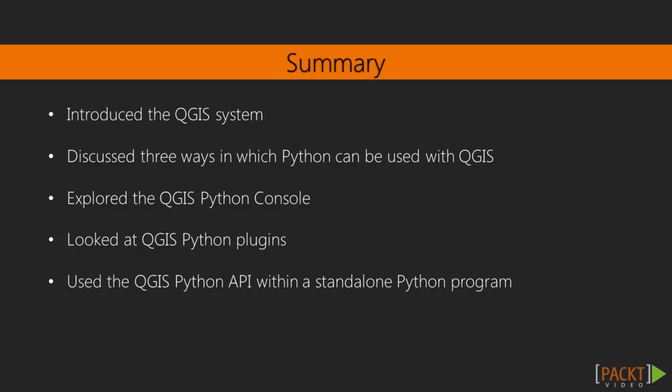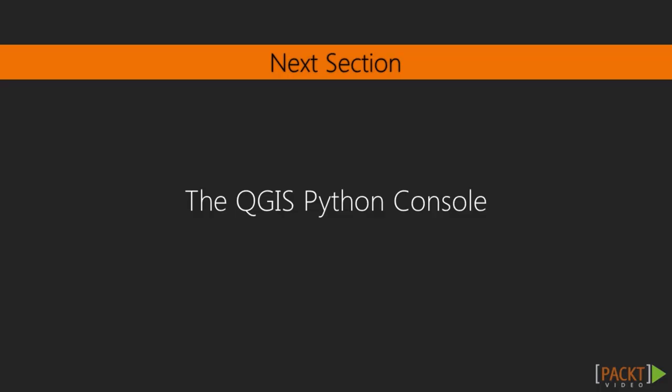This completes the first section of this video course. In this section, we started by looking at the QGIS application and how it works as a standalone GIS system. We then saw that there are 3 ways in which Python can be used with QGIS: by typing commands into the QGIS Python console, by creating Python plugins for QGIS, and by accessing the QGIS Python APIs from a standalone Python program. In the next section, we will look at the QGIS Python console in depth to see how it can be used to explore the QGIS system, run Python programs within QGIS, and customize the way the QGIS system works.